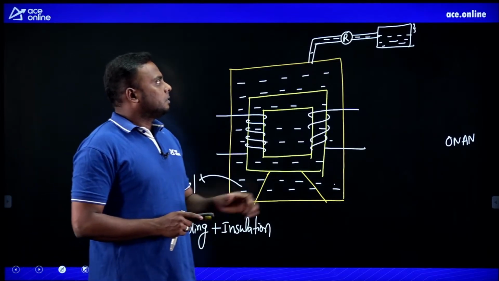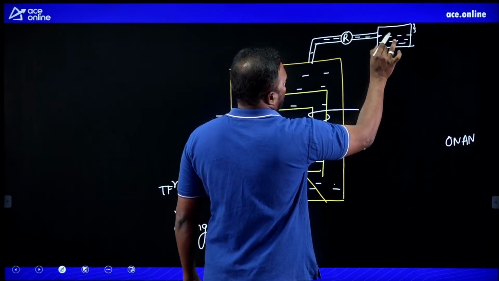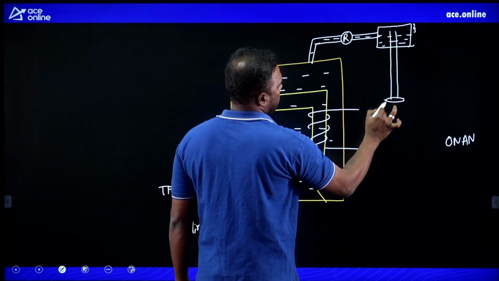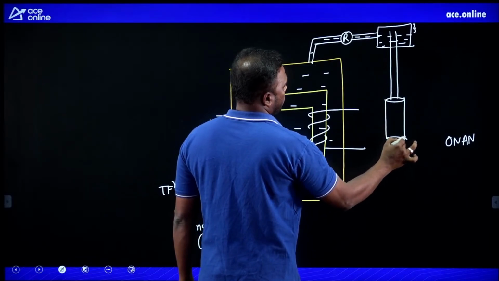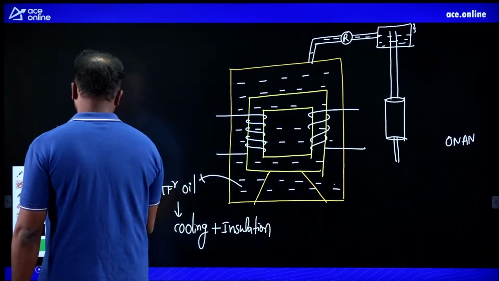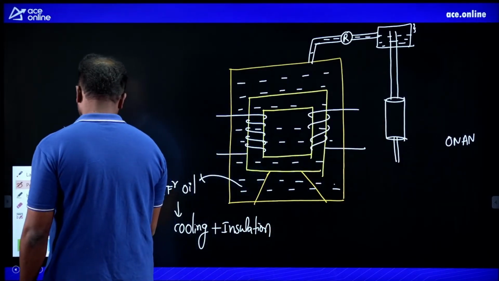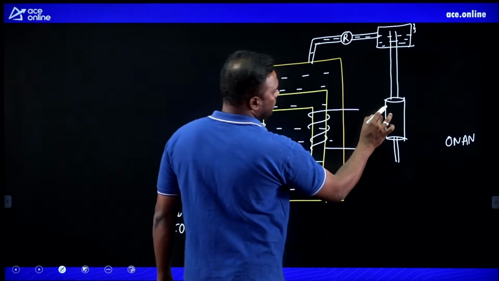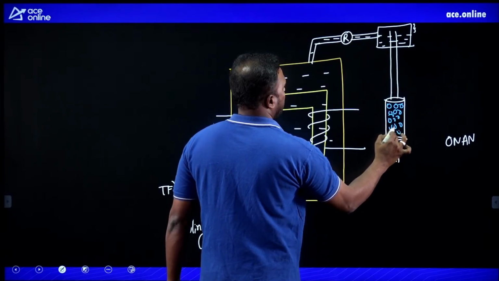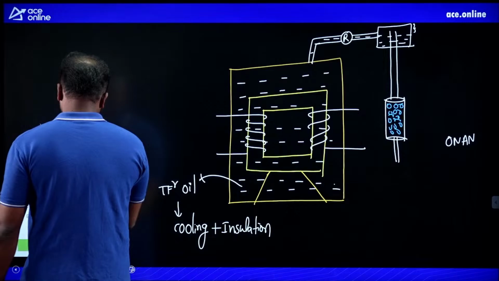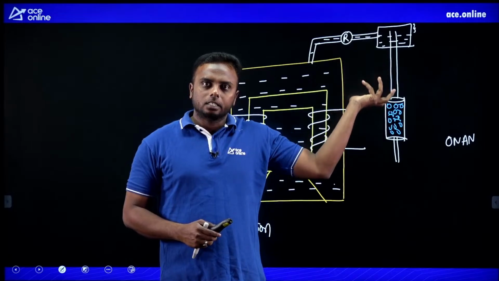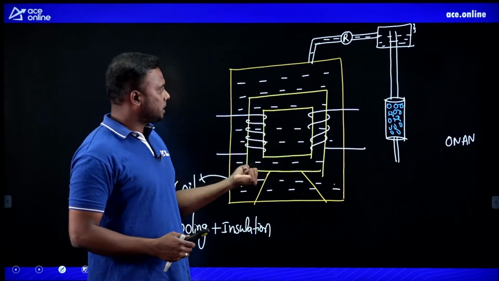Okay. Next, not only that, below this conservator we will have one breather. This is the breather, and this breather is filled with silica gel. Now what is the purpose of the conservator? It is to allow the expansion and contraction of the oil level, during the expansion and contraction, suction process.